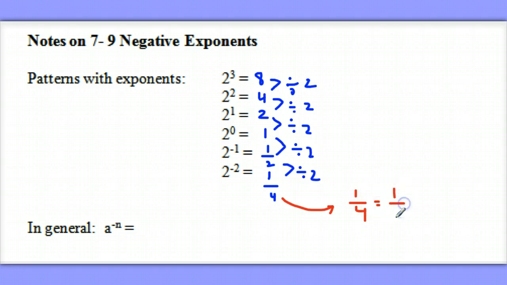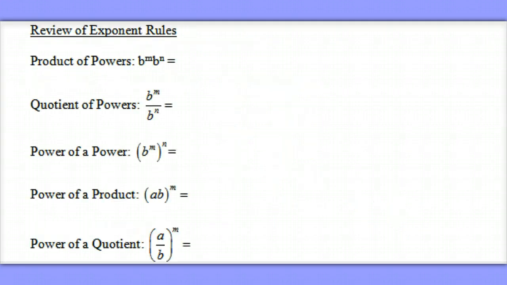One way to think about this is to realize that 1/4 is the same as 1 over 2 squared. So basically, if you want to make the exponent positive, you just put that exponent in the denominator. So in general, a to the negative n power is the same as 1 over a to the positive n power. Let's take a look at some examples. But before we do that, let's just review some exponent rules. And we learned about these at the beginning of the year.